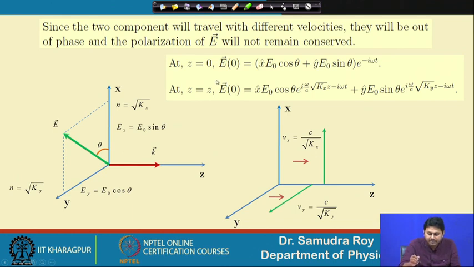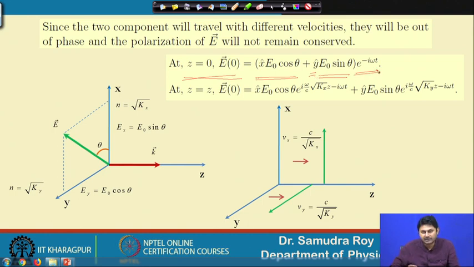So, if I write my total electric field at z equal to 0, it will be the x component E0 cos theta multiplied by unit vector x, plus the y component E0 sin theta multiplied by the unit vector y, and then e to the power i(kz minus omega t), this is the phase associated with the field.